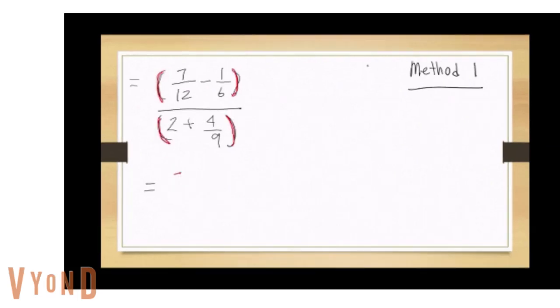Recall the denominators need to be the same in order for you to add and subtract fractions. In other words, we find the LCM or the LCD. The LCM of 12 and 6 is 12. This we know right away without prime factorization because 12 is a multiple of 6.